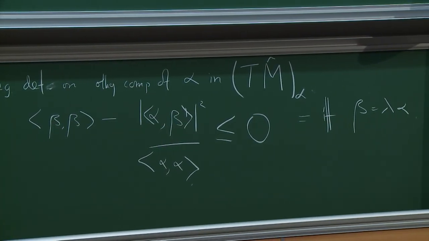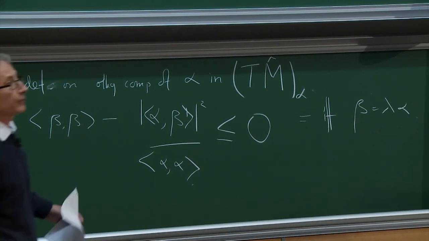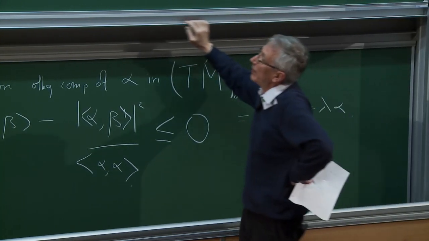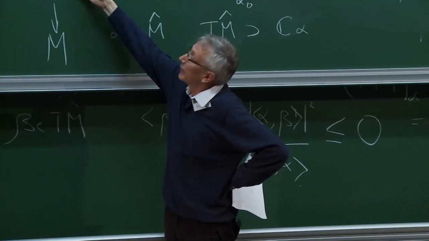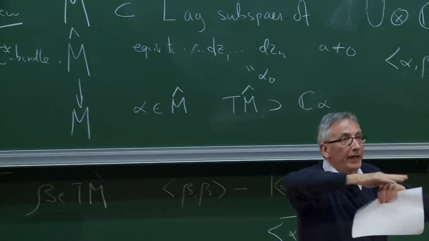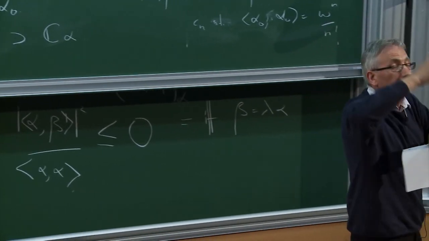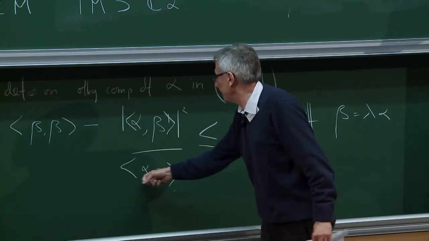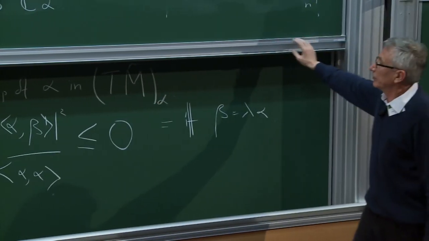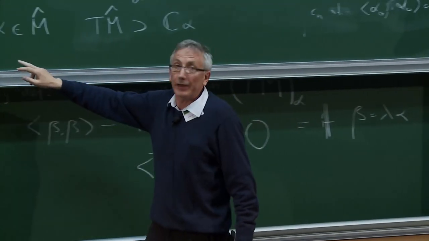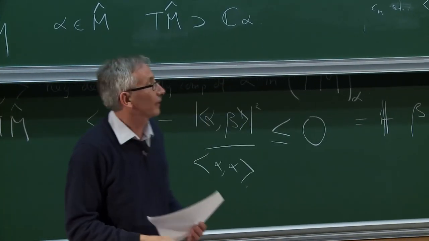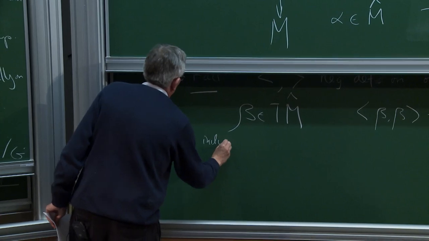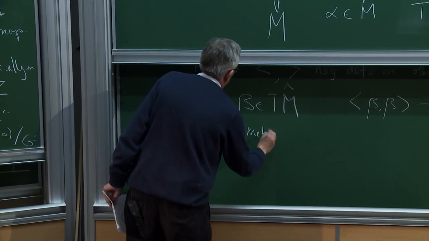So this gives one standard way of defining the invariant metric on M. We have this indefinite metric on M hat, but it's negative definite orthogonal to the fibers. So with a suitable normalization, if we normalize by dividing by an extra power of the length of alpha, this induces a metric on M, which will be negative definite with our conventions. So this is a metric on M.